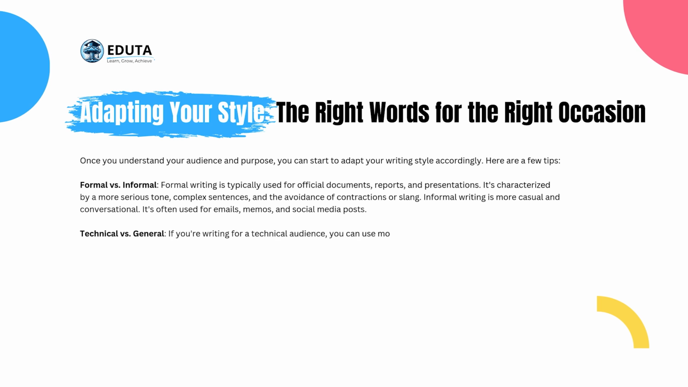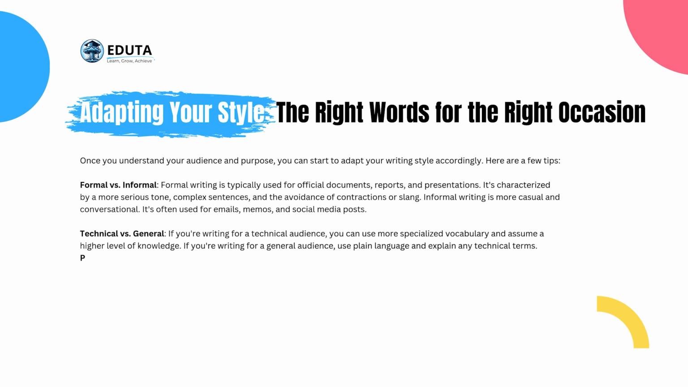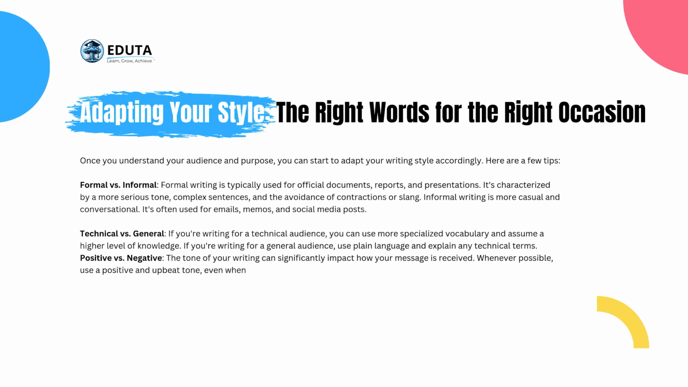Technical versus general. If you're writing for a technical audience, you can use more specialized vocabulary and assume a higher level of knowledge. If you're writing for a general audience, use plain language and explain any technical terms. Positive versus negative. The tone of your writing can significantly impact how your message is received. Whenever possible, use a positive and upbeat tone, even when delivering bad news.